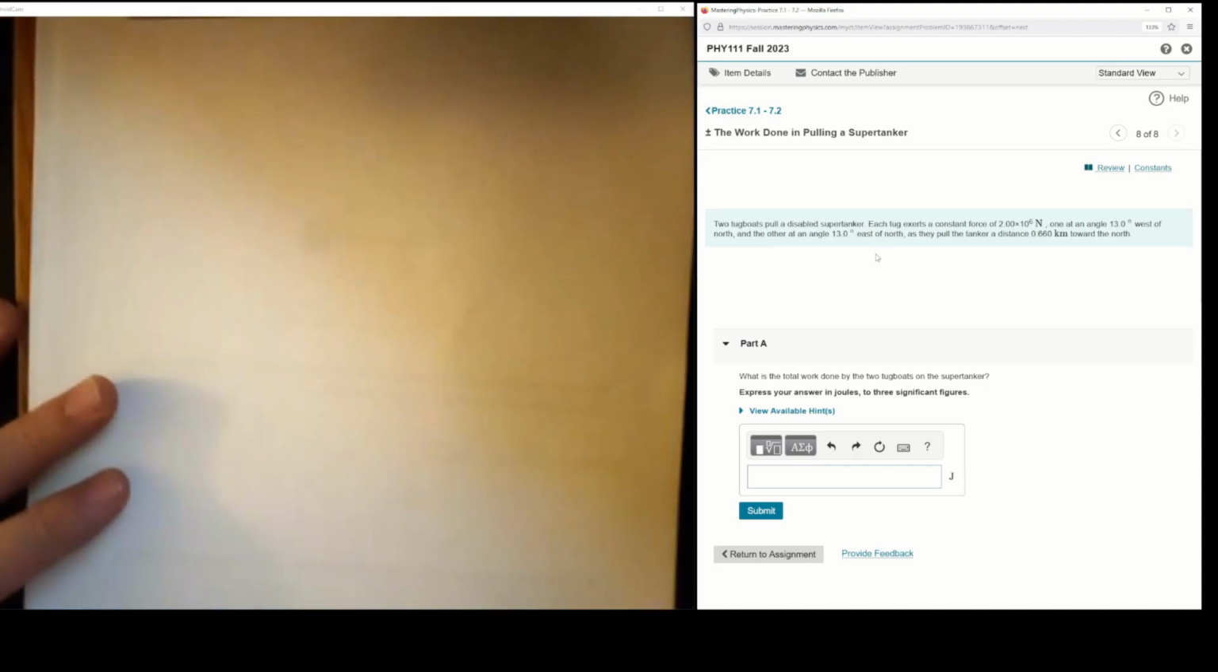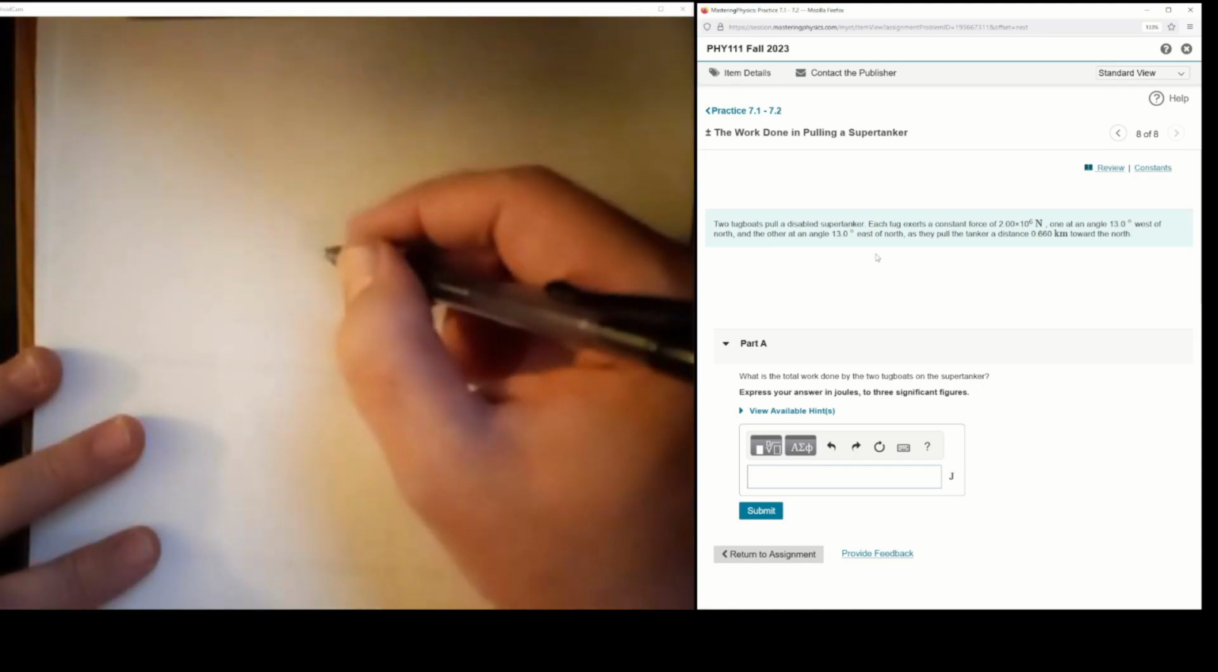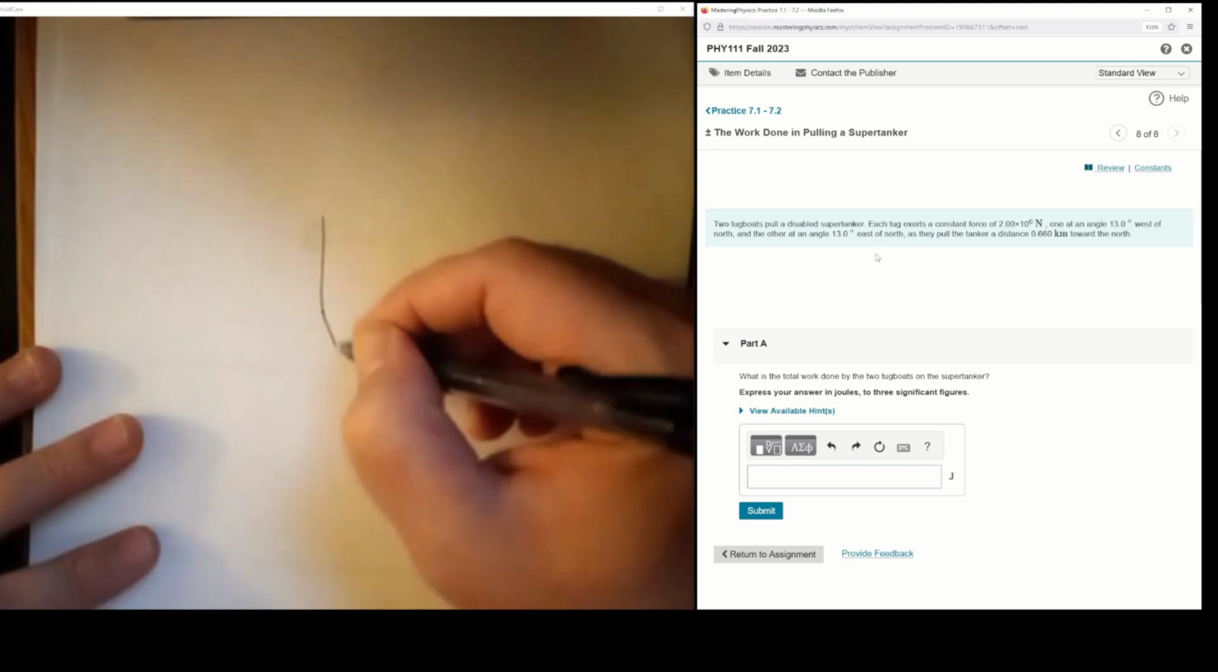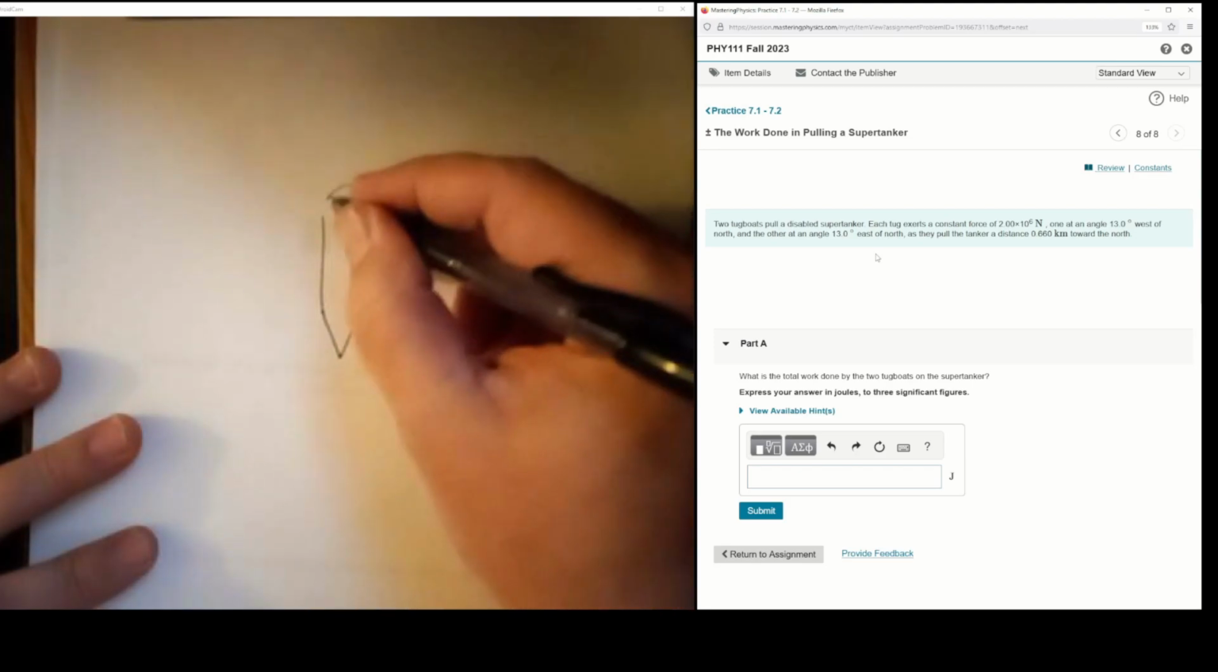We've got 2 tugboats pulling a disabled supertanker. Each tug exerts a constant force, one at that angle and another at that angle, as they pull the tanker a distance towards the north. So this will need a top-down picture to incorporate those angles. So I guess here's our big boat that needs to be towed.